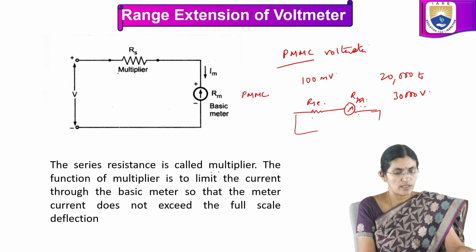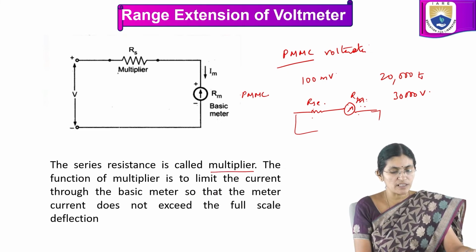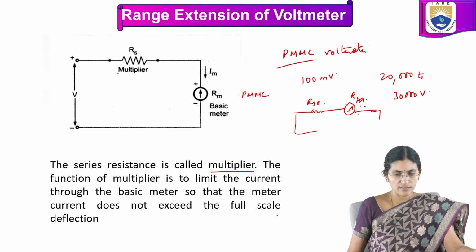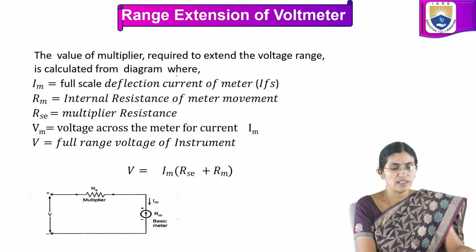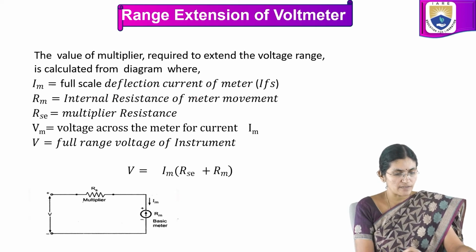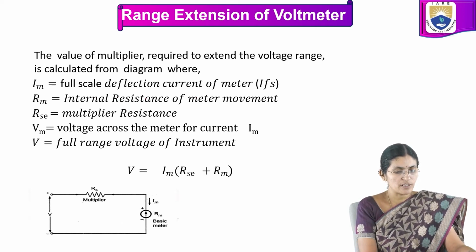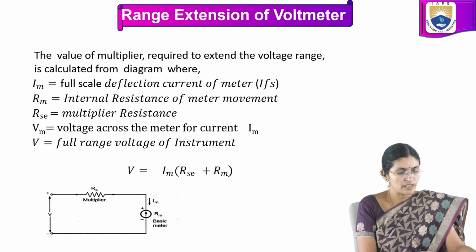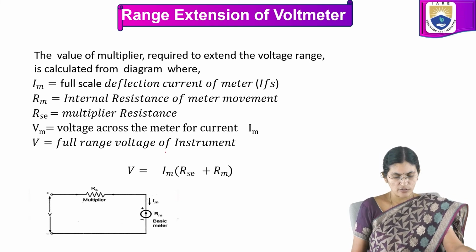Series resistance is called a multiplier. The function of the multiplier is to limit the current through the basic meter so that the meter current does not exceed the full scale deflection. The value of the multiplier required to extend the voltage range is calculated from the diagram we can see. Im is the full scale deflection current. Rm is the internal resistance of the meter. RSC is the multiplier resistance. Vm is the voltage across the meter for the current I. V is the full range voltage of the instrument.